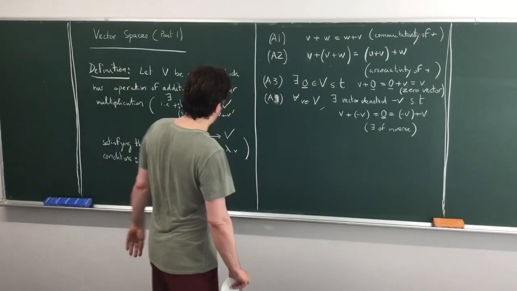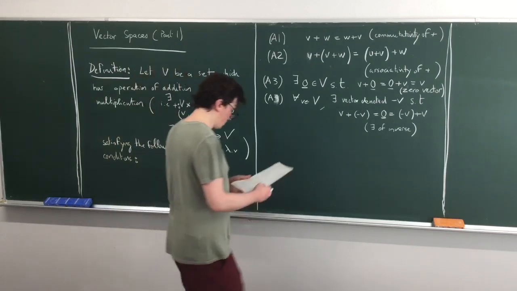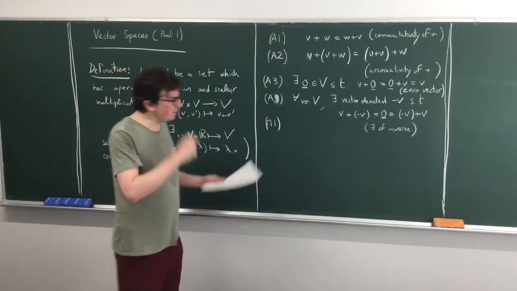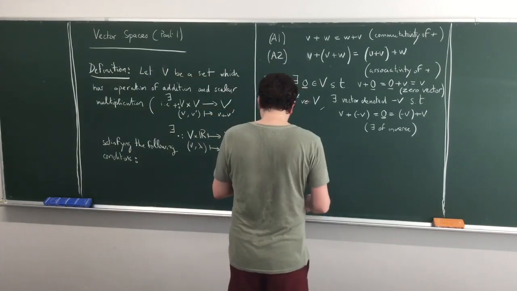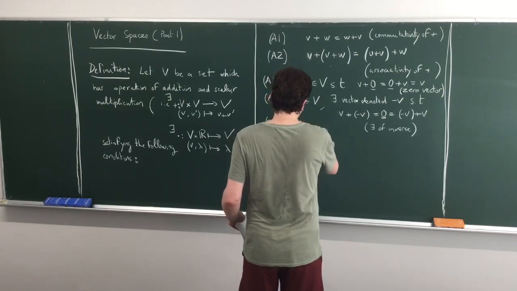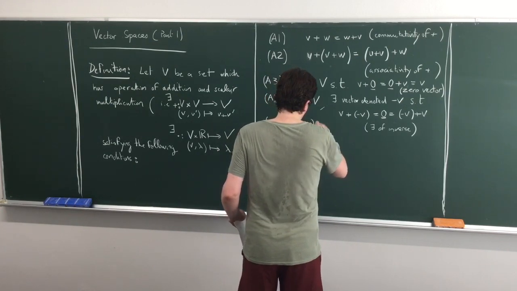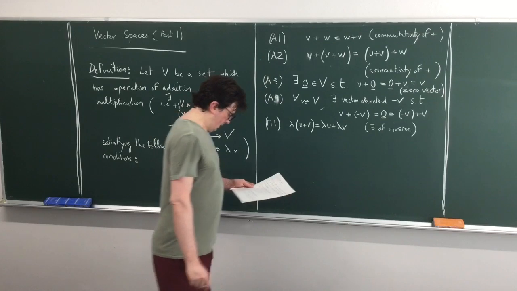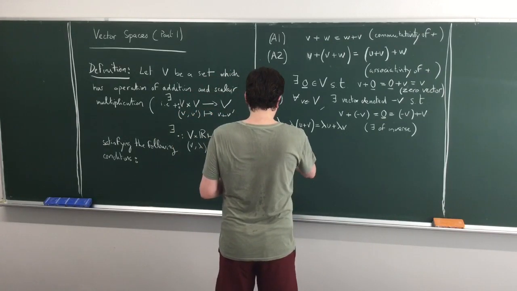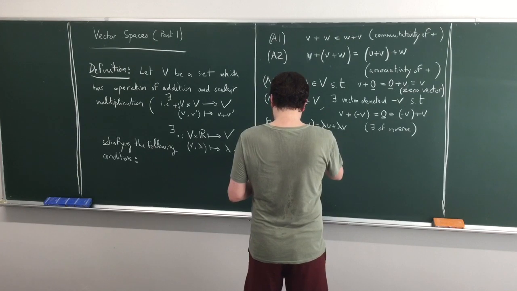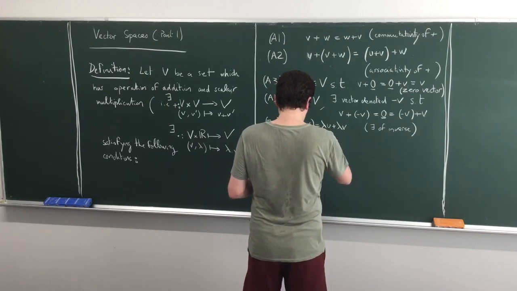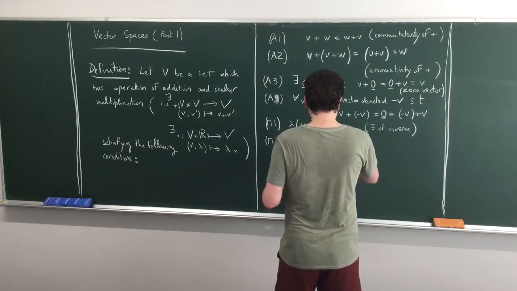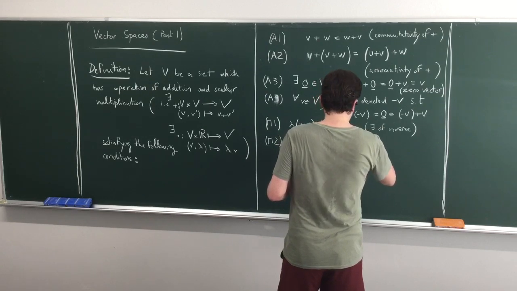Okay, we have another set of conditions with respect to the second operation. So I'm going to call it M1 to 4 because M like multiplication. The first one is that if I have lambda dot u plus v, this will be equal to lambda u plus lambda v. M2. So lambda plus lambda prime. So this is the addition in R, of course. And if I do this times v, this will be equal to lambda v plus lambda prime v.